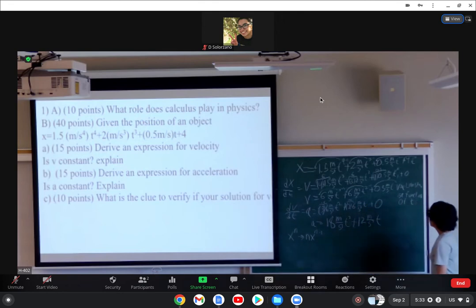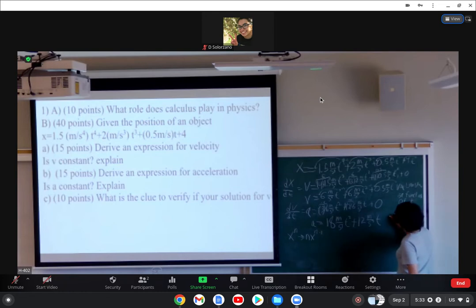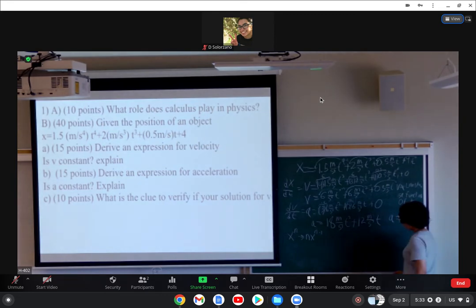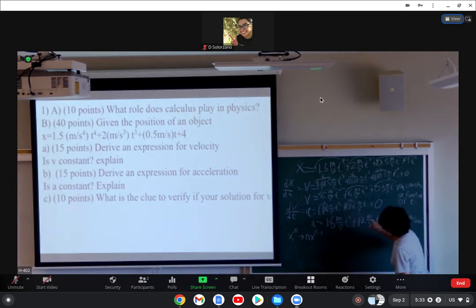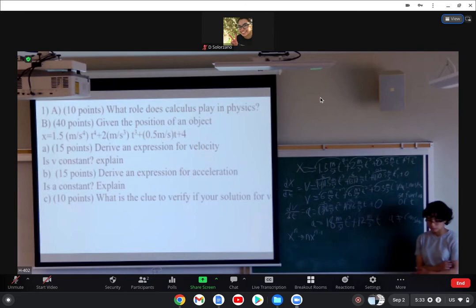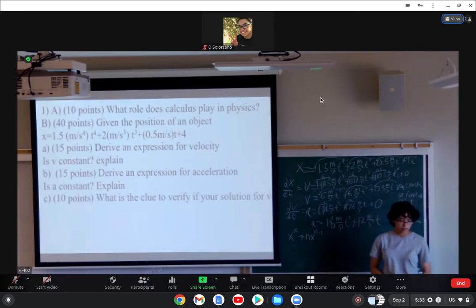Cool. And then again, a is not constant, for the same reason as v. It's got those t variables in there, so it's going to change as time changes. Cool?